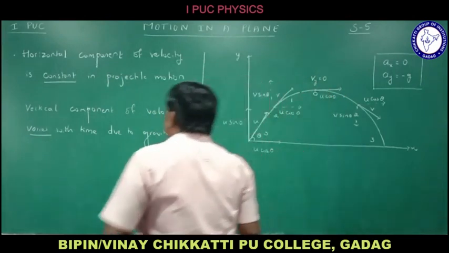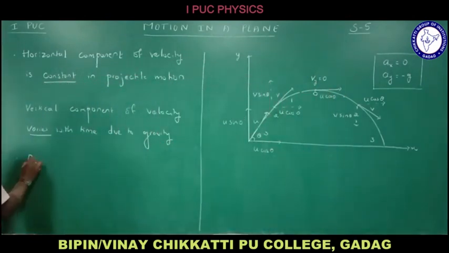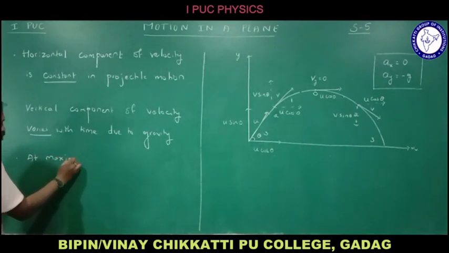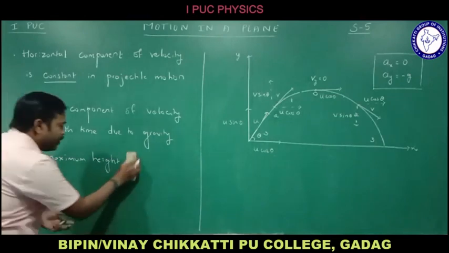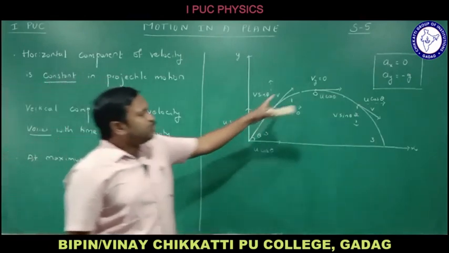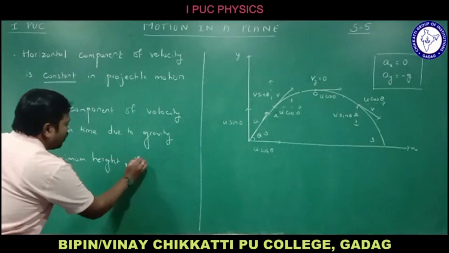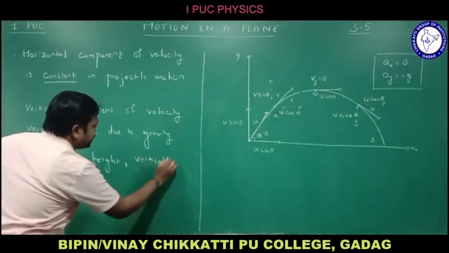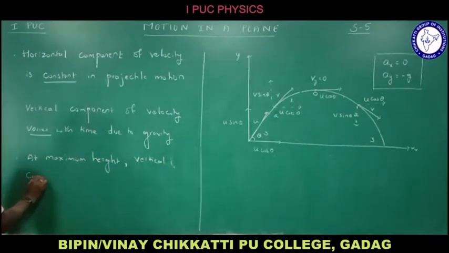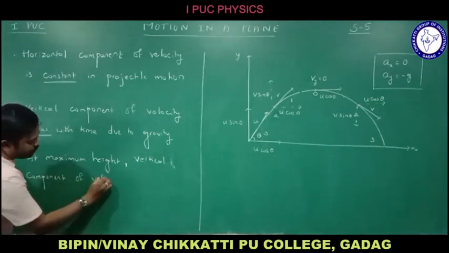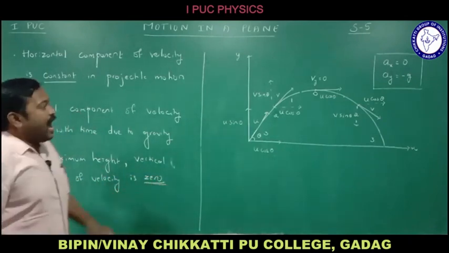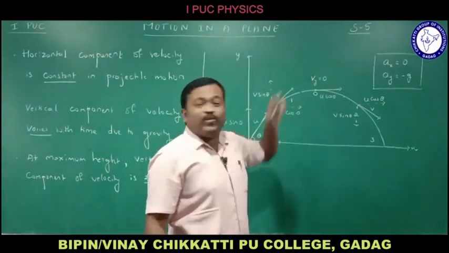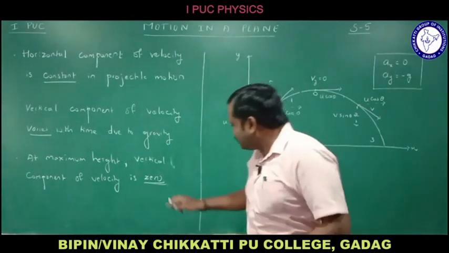Now I will be speaking about what happens at the maximum height. Let me write: at maximum height. At maximum height, what happens to the vertical component? At maximum height, the vertical component of velocity is how much? 0. Do understand this, right? At the maximum point, the vertical component of velocity, that is Vy, is 0.